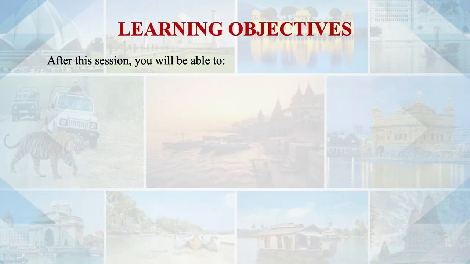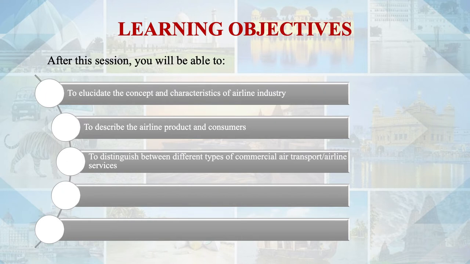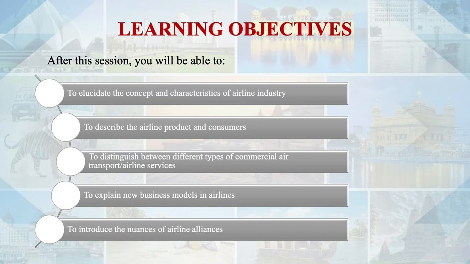Dear students, the learning objectives of this particular module are: one, to elucidate the concept and characteristics of the airline industry; then to describe the airline product and consumers; to distinguish between different types of commercial air transport and airline services; to explain new business models in airlines; and to introduce various aspects of airline alliances. These are the learning outcomes as far as this particular unit is concerned.